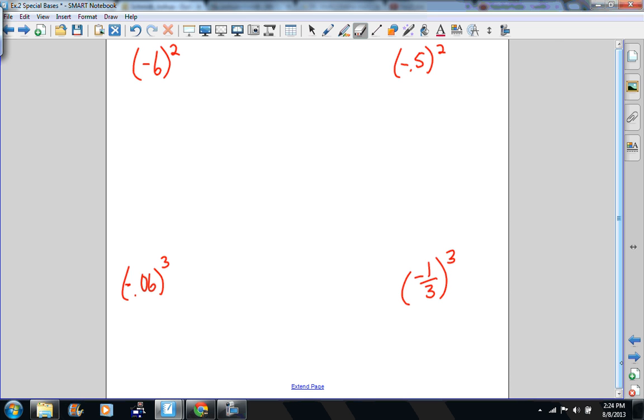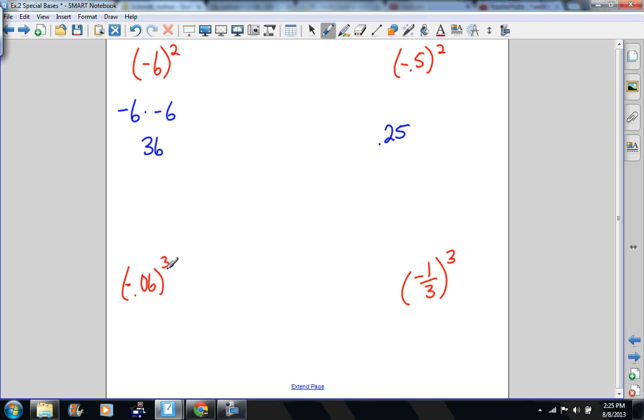Now we have some negatives thrown into the stuff that we're already doing, but it doesn't actually change the problem. -6 squared is just -6 times -6, which is still a positive 36. -0.5 squared, well, there's one decimal here, so that means there's two decimals. 5 times 5 is 25, and the negative goes away, so we have 0.25 because we have two decimal places.